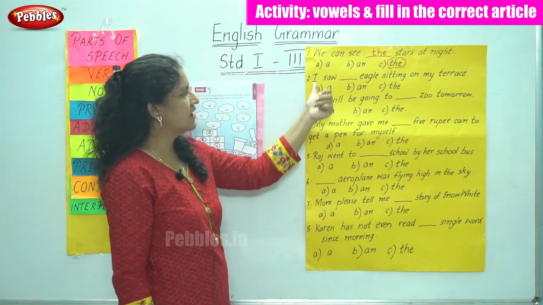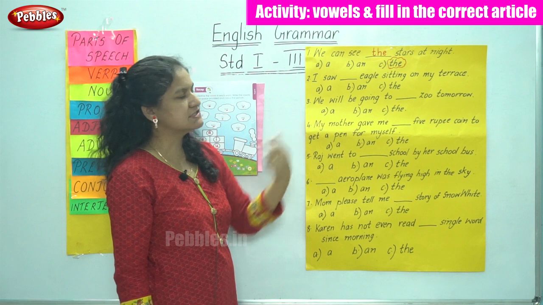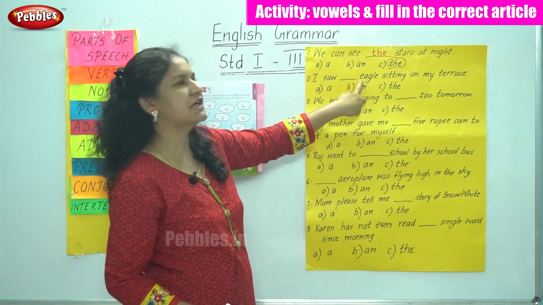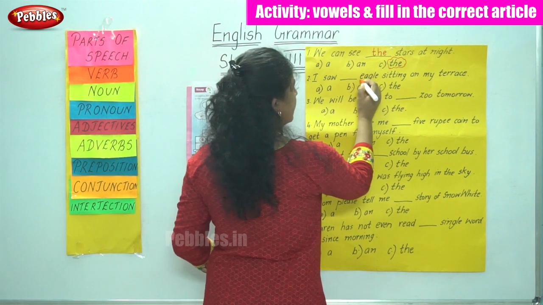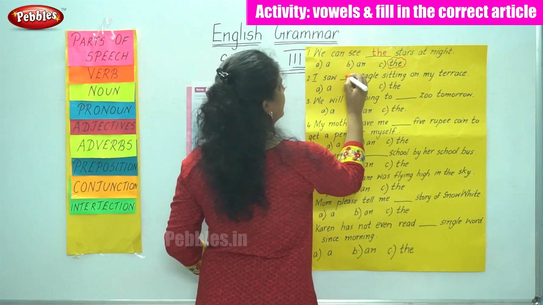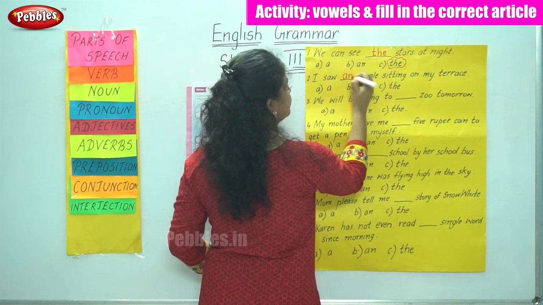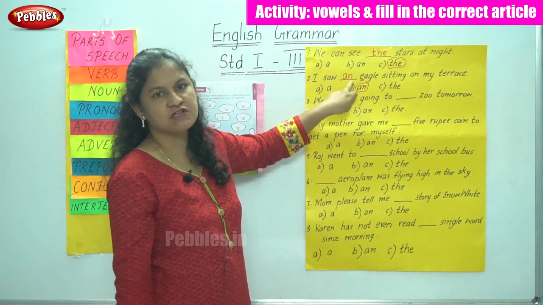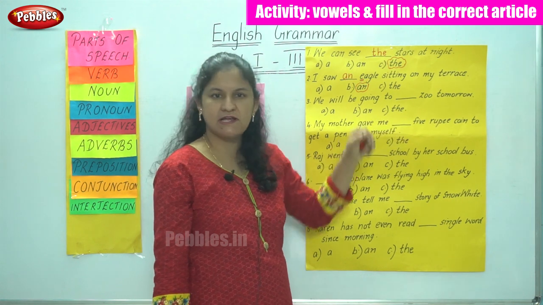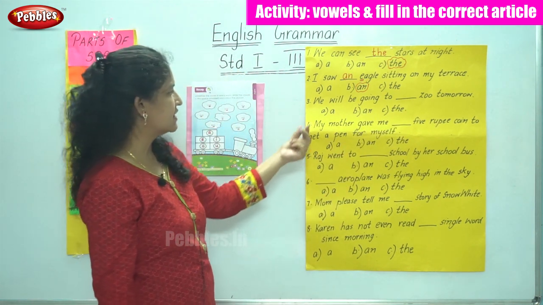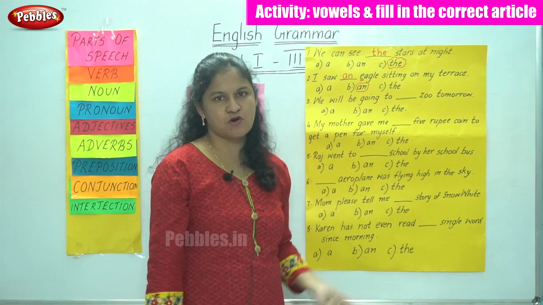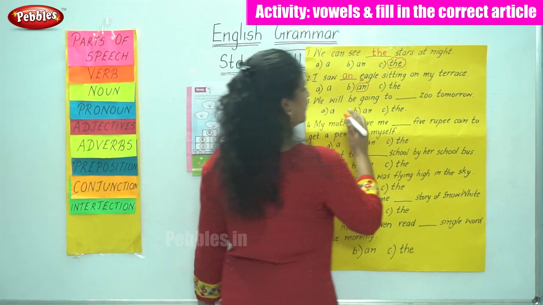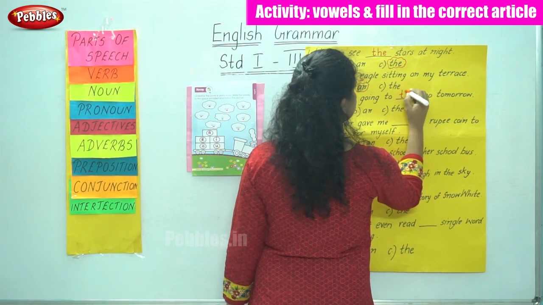The next sentence is, I saw dash eagle sitting on my terrace. So the word eagle begins with the alphabet E, which is a vowel, and so I use the article an. I saw an eagle sitting on my terrace. I use the article an because the word begins with a vowel E. The next sentence is, we will be going to dash tomorrow. So there's only a particular zoo. So then I use the article the. We will be going to the zoo tomorrow.